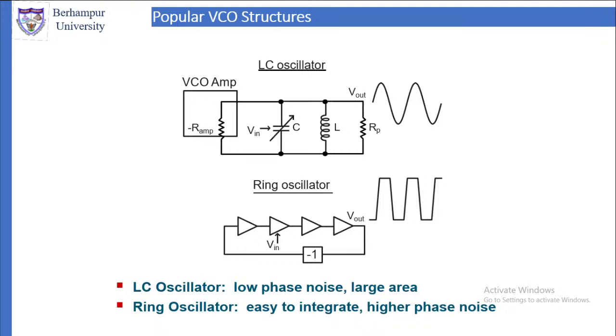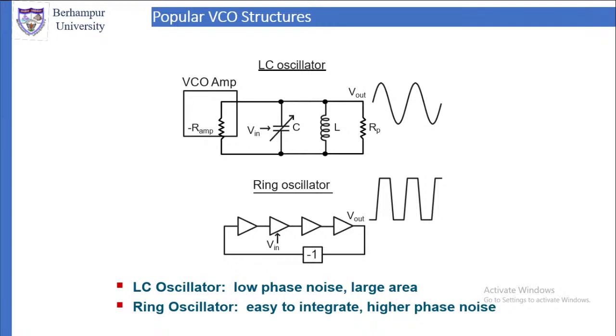So gradually the amplitude will grow because feedback is -1. So it will cancel out the amplitude at the input part, and it will limit. So ultimately you will get an oscillator. So this is called a ring oscillator. The LC oscillator, the top one, has low phase noise and requires larger area. Whereas the ring oscillator is easy to integrate and has higher phase noise.